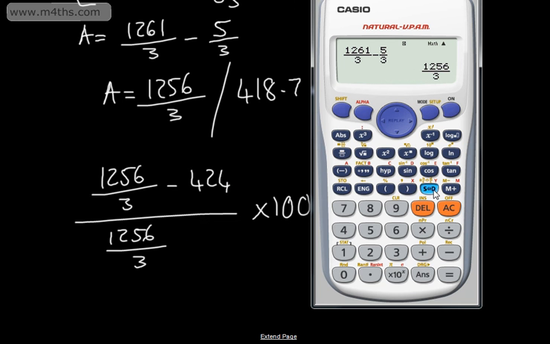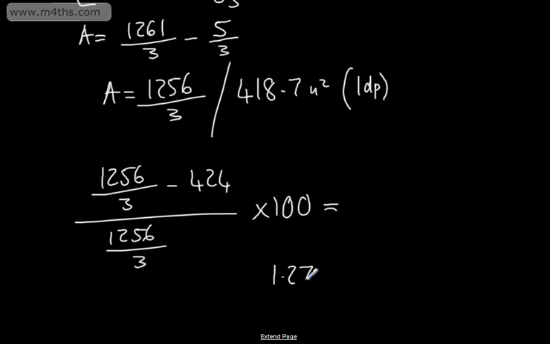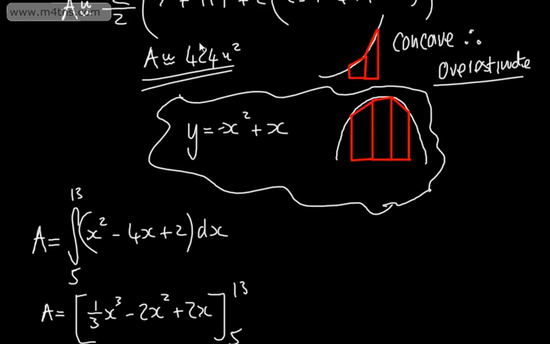So if we just look at this, I'm just going to store this. So this is shift store A, or you could use it as the answer. So recall A minus the 424, and then that's going to be now over A. So let's put this in, and then we times this by 100. So that is going to give me now 1.27. So we'll say now this is 1.27 percent, and that gives me now the percentage error.